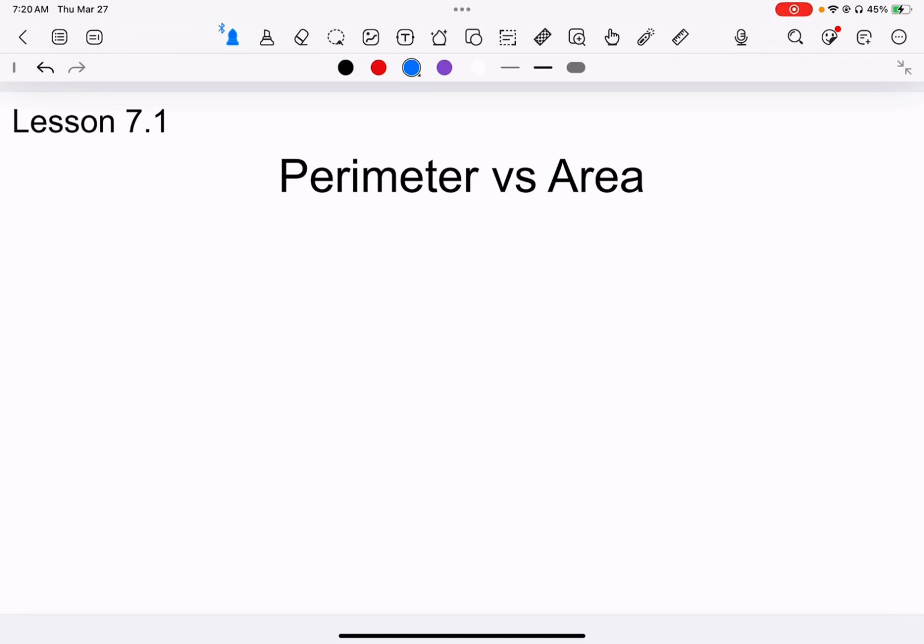This lesson is going to be on finding the area and the perimeter of 2D shapes. First, we're going to talk about the difference between perimeter and area. The perimeter is the distance around the outside of a shape. The area is the amount of space an object takes up. So it's more about the inside of the shape.